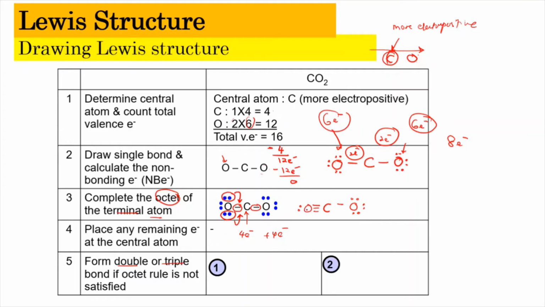Okay, so what's going to happen here is that you're going to make the carbon octet. So you're going to have 2, 4, 6, 8. So it becomes octet now, because it has 8 electrons at the center. Same goes for the terminal atoms, 2, 4, 6, 8, 2, 4, 6, 8. Okay, so this is possibility number 1.